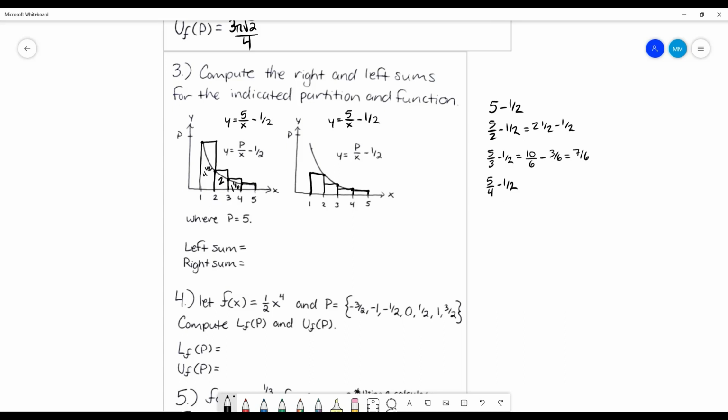5/4 minus 1/2. You'll notice, obviously, I'm just plugging in each of these numbers into this function to figure out those heights, because each point is along that curve. And that's going to be 5/4 minus 2/4, which is 3/4. Okay, so my left sum is all of these areas added up together. So 4.5 plus 2 is 6.5, plus 3/4 is going to be, let's see, oops, that's going to be 5/4, or just another 1 1/4.